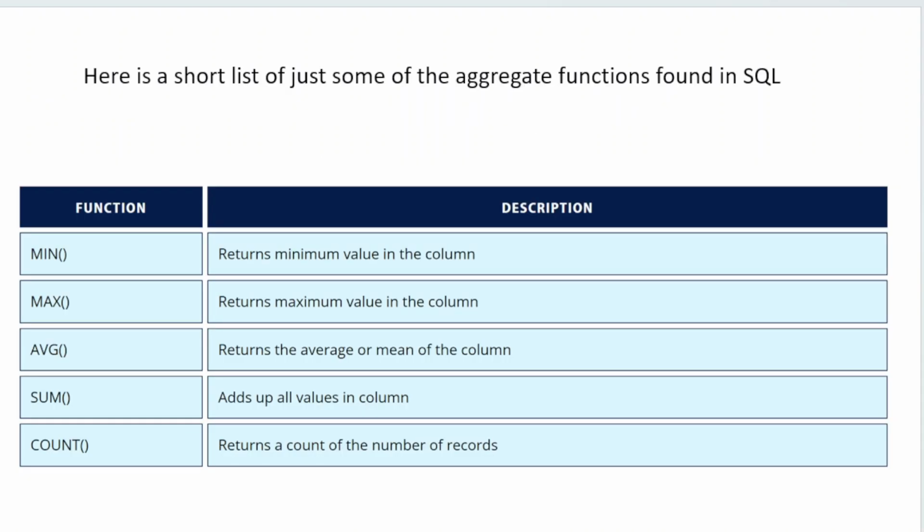Here's a short list of functions available in SQL. Obviously, there are many more, but this is a good one to start with. And these should make a lot of sense to you. So you've got your min, which is your minimum value in the column. Max returns the maximum value in the column. Average returns the average or mean of the column.